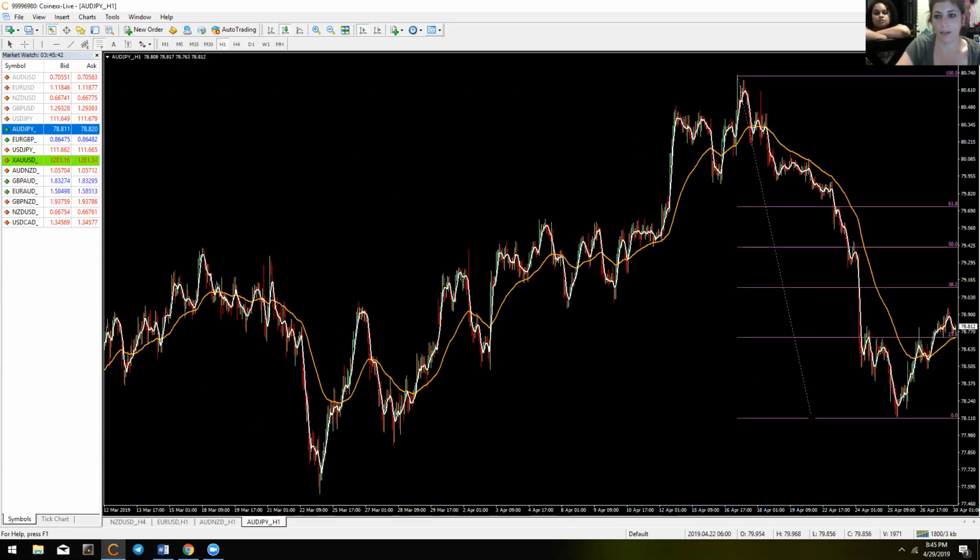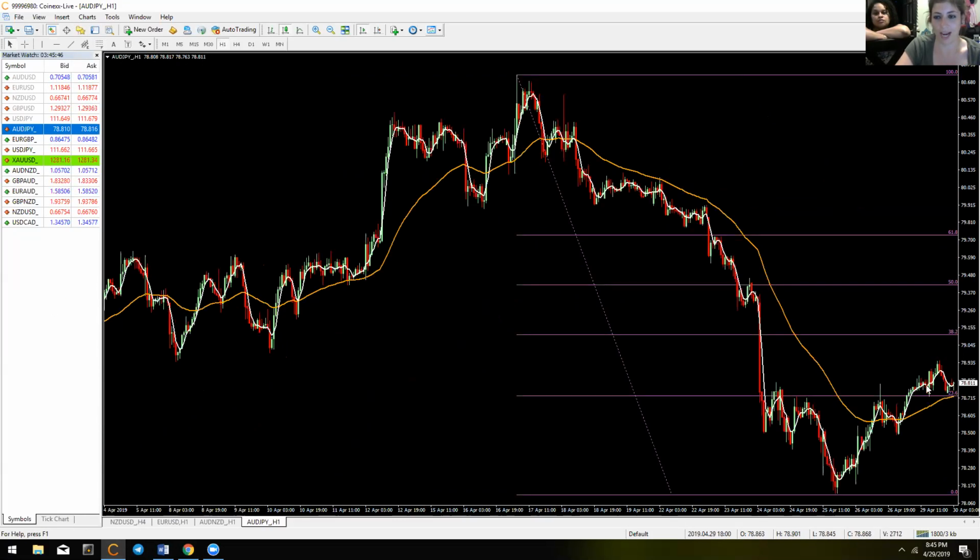From the high to the low. So right now it came up, it broke resistance, and resistance is now support. See that? Yep. So now it's support. So you could probably do a market entry right here and take it up to the 38.